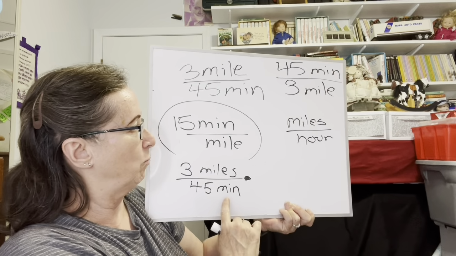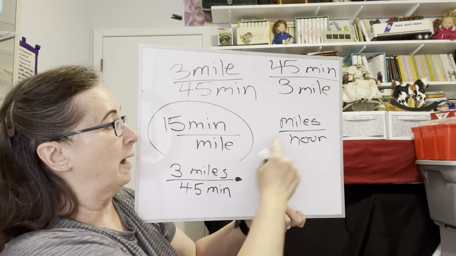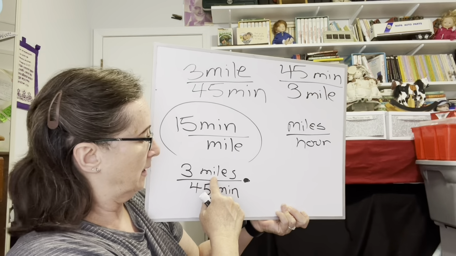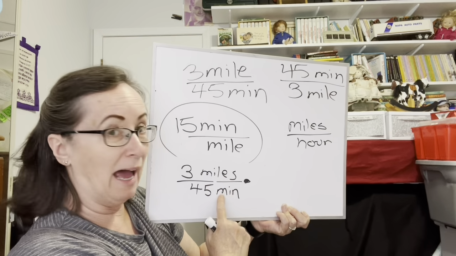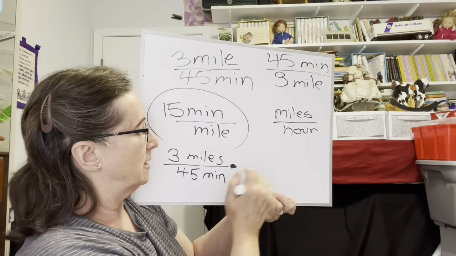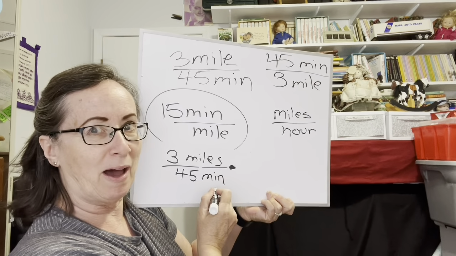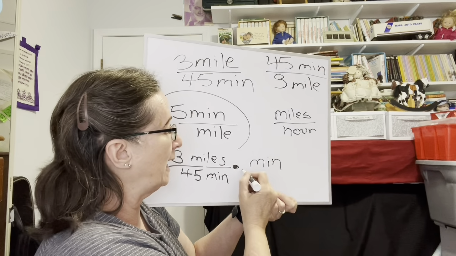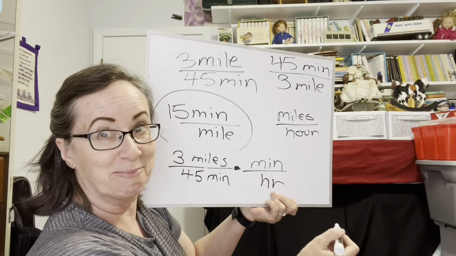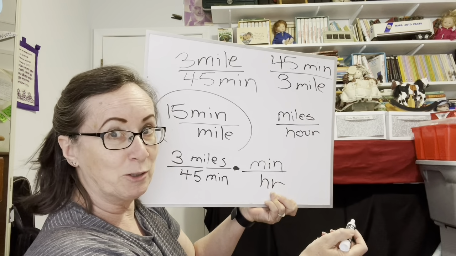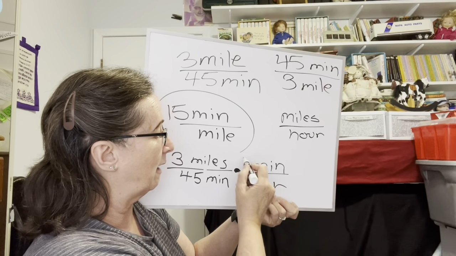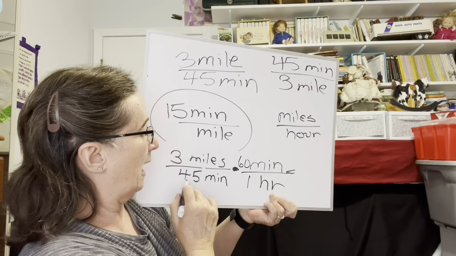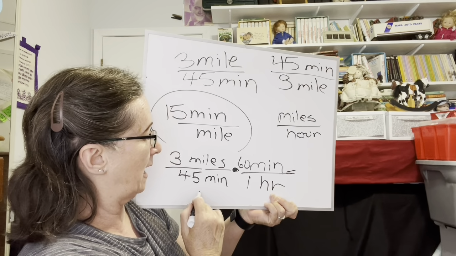So now we want hours on the bottom. We want miles per hour. We already have miles on the top. We don't need that to cancel, do we? So I'm going to leave the miles alone. I want the minutes to turn into hours. So I'm going to multiply. If minutes is on the bottom and I want to get rid of it, don't I need minutes on the top? And I'm trying to get to hours on the bottom. So I'm going to now put the numbers in. I know that 1 hour is 60 minutes. All right. So now I've got my problem set up for me.